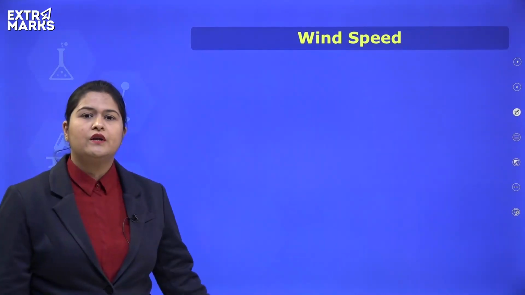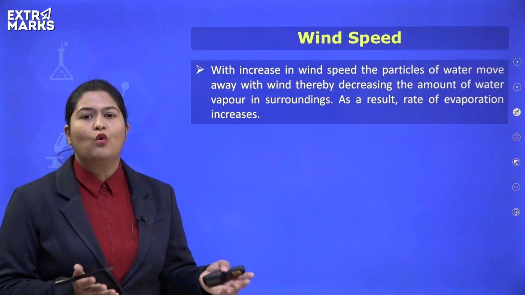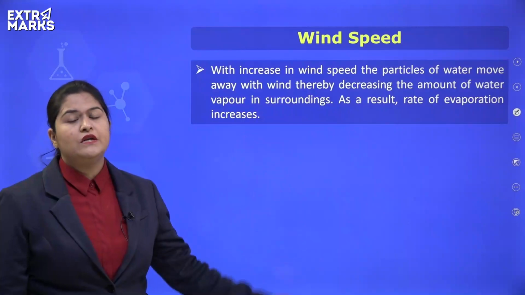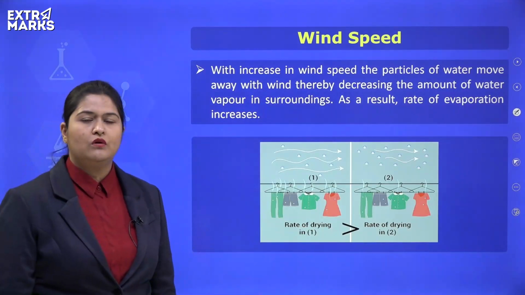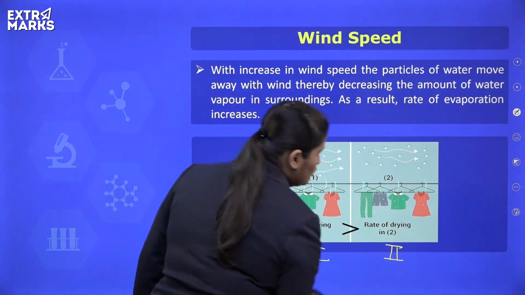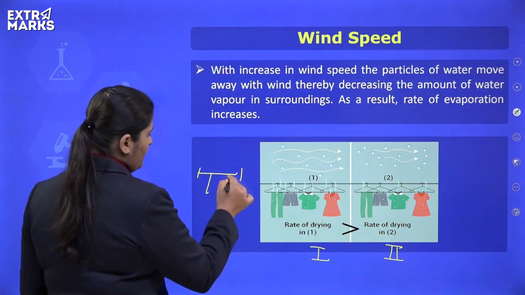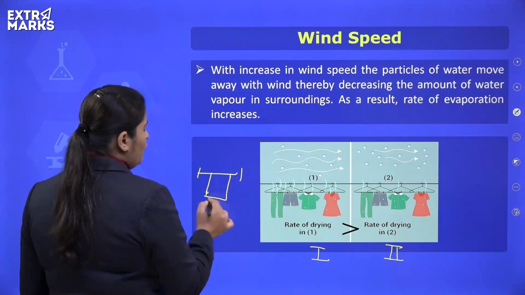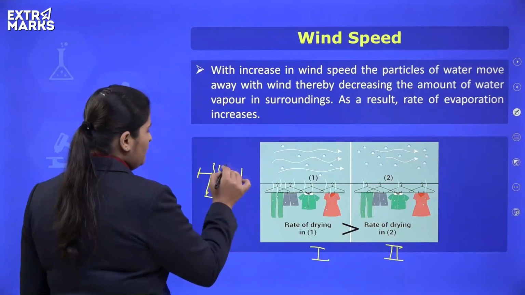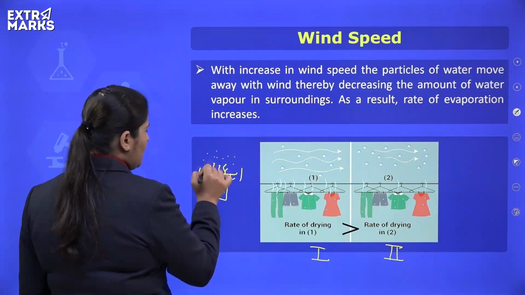The next factor here is wind speed. Wind speed means the speed at which air blows, the air breeze, the speed of the breeze of the air. So with the increase in wind speed, what happens? Have a look at these two diagrams again, case 1 and case 2. Suppose this is a string on which a cloth is drying. Suppose this is the cloth. Water needs to evaporate from the surface of this cloth. So water will evaporate from the surface of the cloth, and the water vapors will accumulate in the surrounding air.